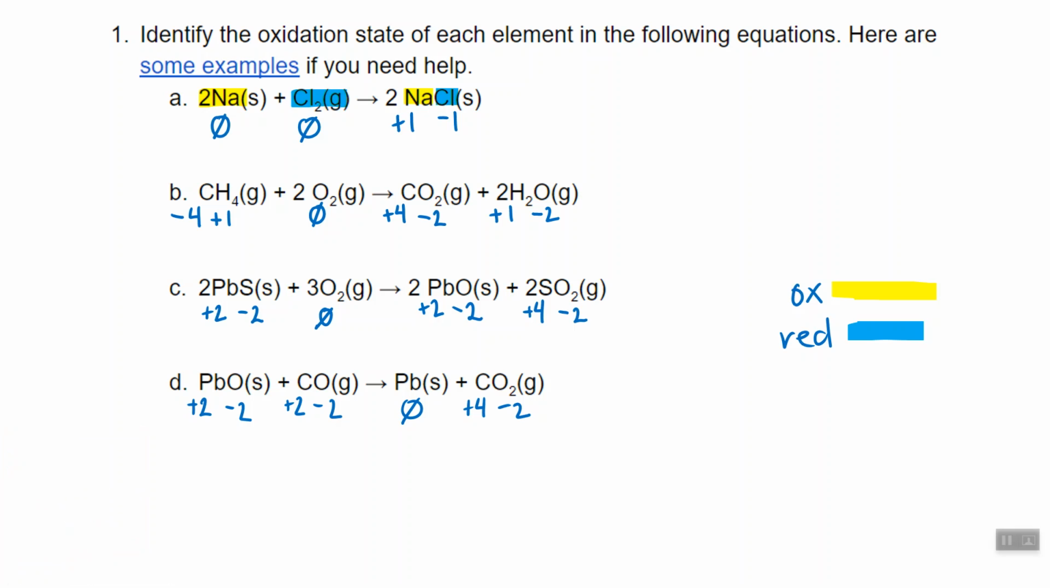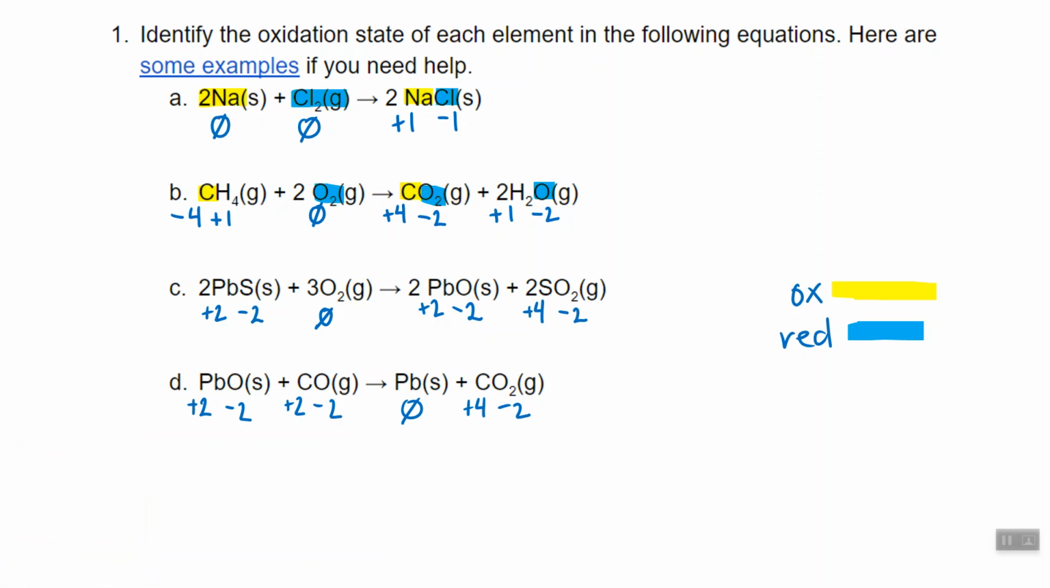In the next one, carbon goes from -4 to +4. So that's being oxidized. And then our oxygen is going from 0 to -2 in both places here. So that is being reduced.